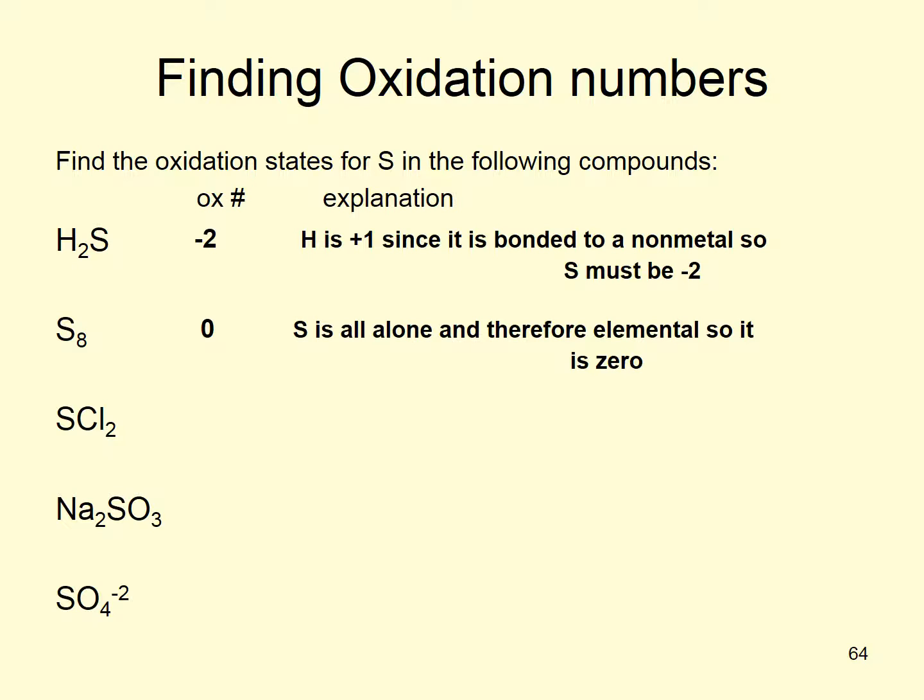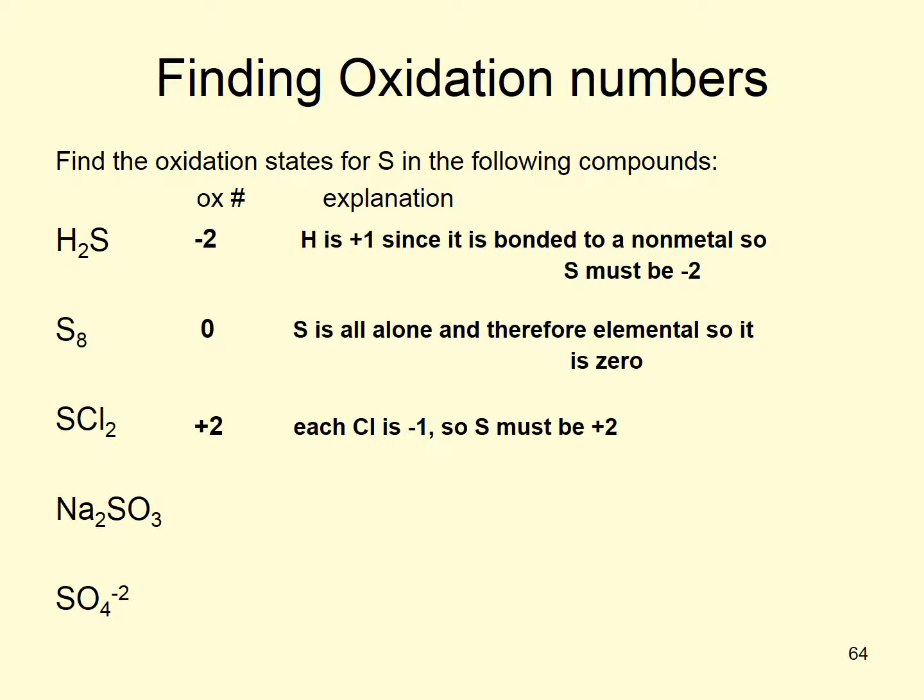Even if you didn't remember that, you'd say, well, what does sulfur have to be to equal the total charge of 0? Well, it can only be 0. For SCl2, we can use the halogen rule. Since halogen is not with oxygen, each chlorine is a -1. So that means to balance this out, sulfur has to be a +2.